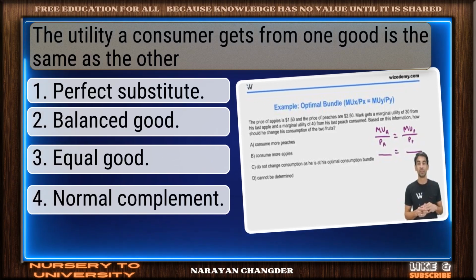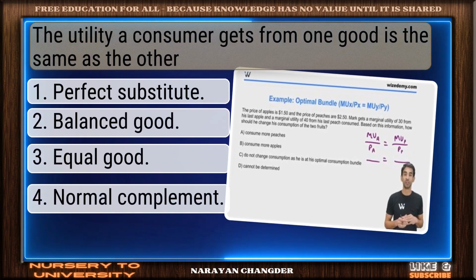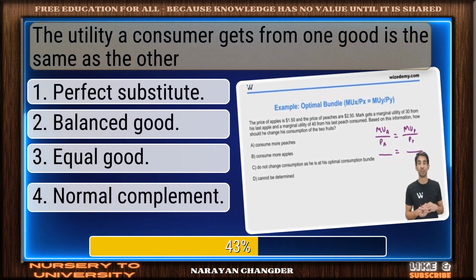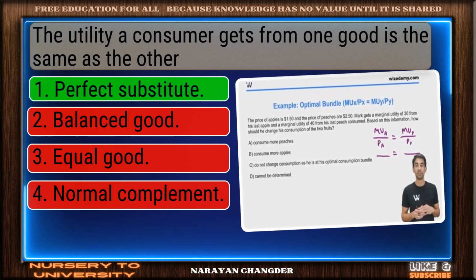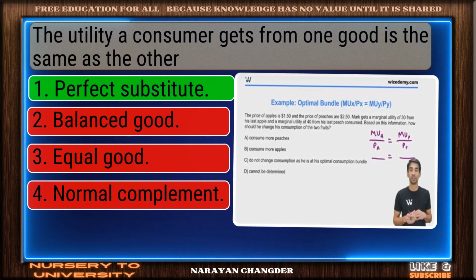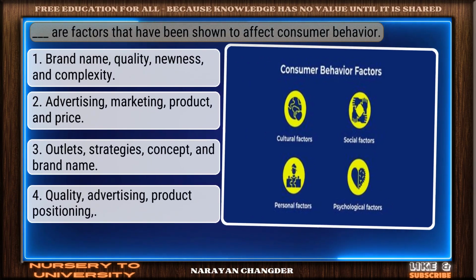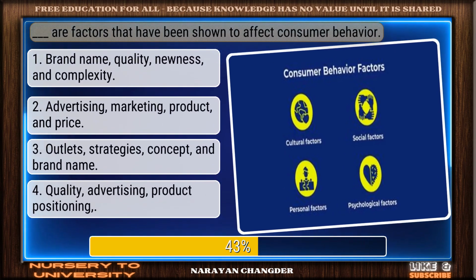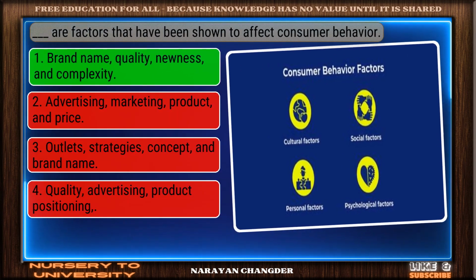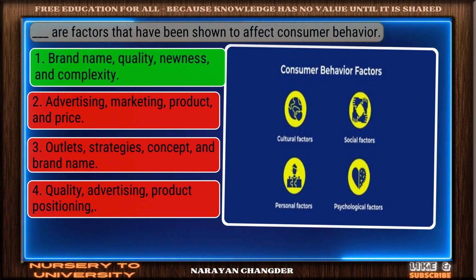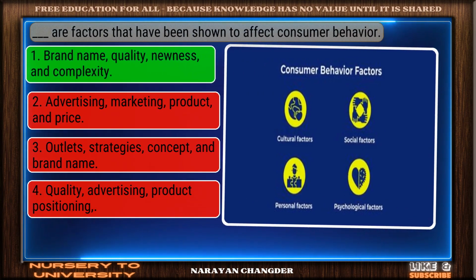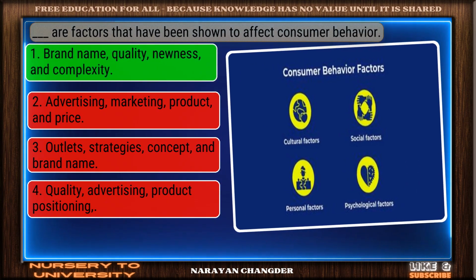The utility a consumer gets from one good is the same as the other. On track, perfect substitute is the correct answer. Dash are factors that have been shown to affect consumer behavior. Good job. Your answer, brand name, quality, newness, and complexity works well here.